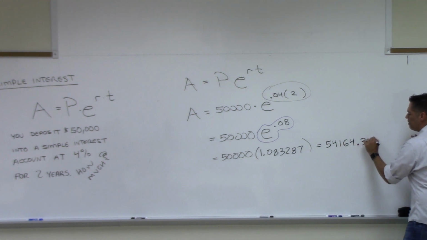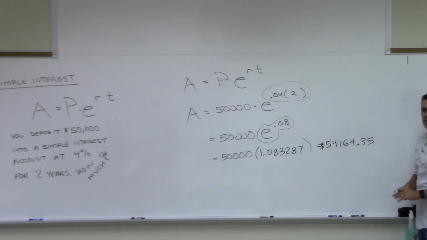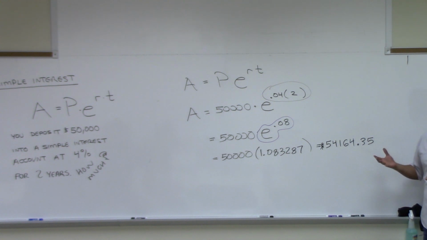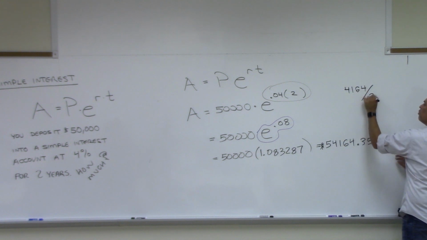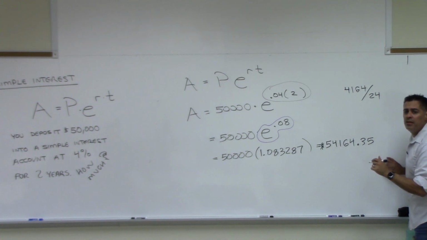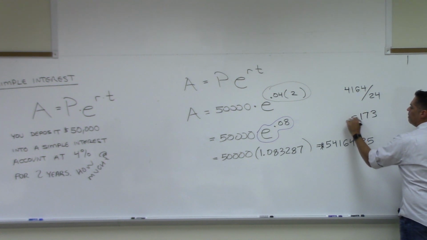54,164.3 change, who cares, right? All right? So look at that. How much did your money grow by? It grew by $4,164. That's how much it grew by. Real quick, can someone take that 4,164 and divide that by 24? What do you get? 173-ish?